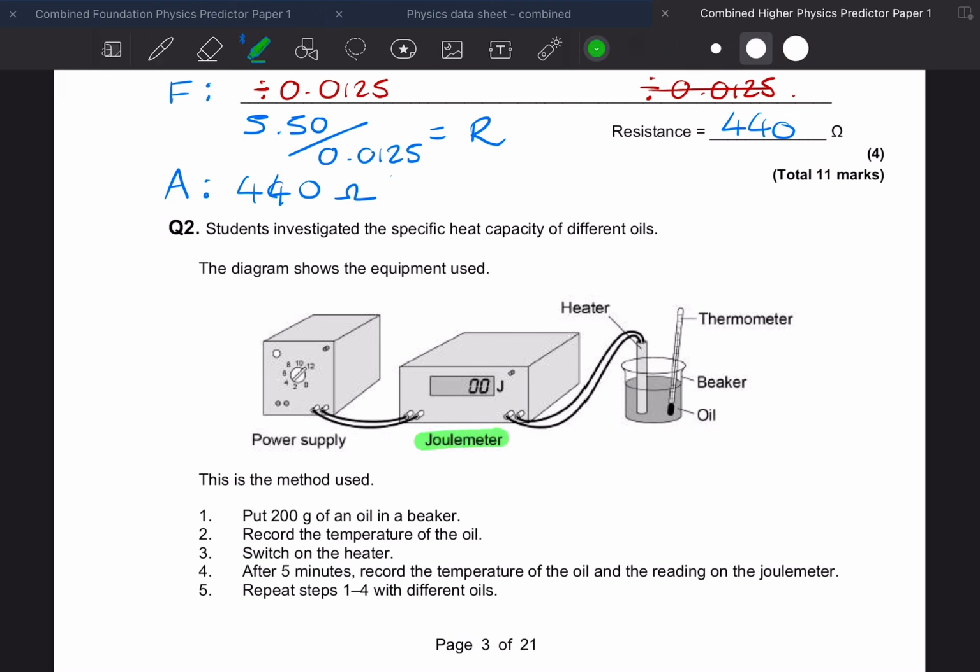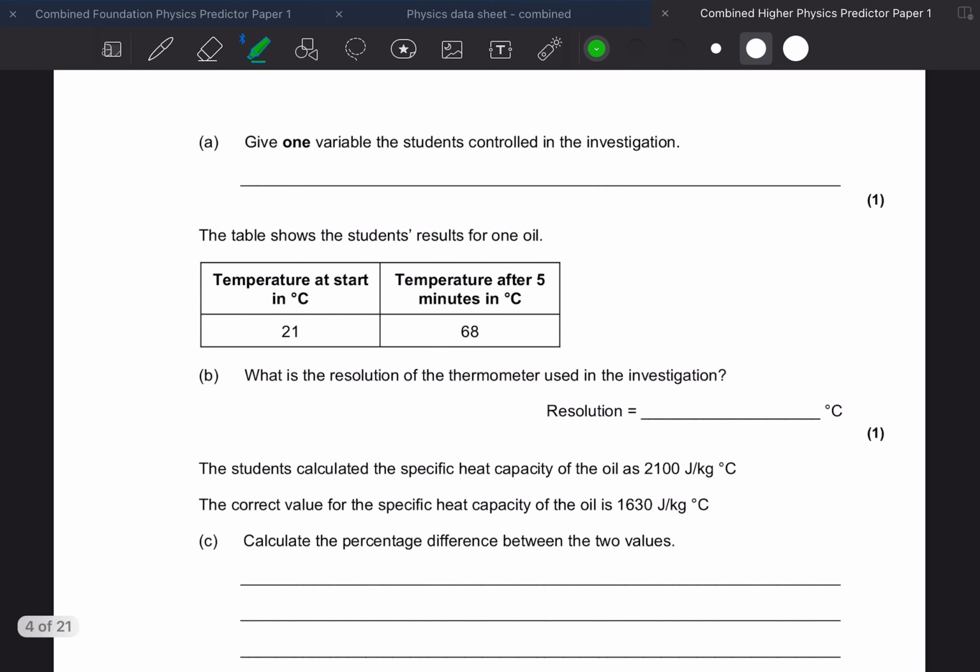I think the joule meter is the best setup for this because what that means is that you don't need to calculate the amount of energy input yourself. You can just get it straight from this device called the joule meter. So here's the method. Put 200 grams of oil in a beaker, record the temperature of the oil, switch on the heater. After 5 minutes, record the temperature of the oil and the reading on the joule meter. Repeat steps 1 to 4 with different oils. So it's a classic method, so we're probably not going to be asked to write a method. So let's see what we're asked.